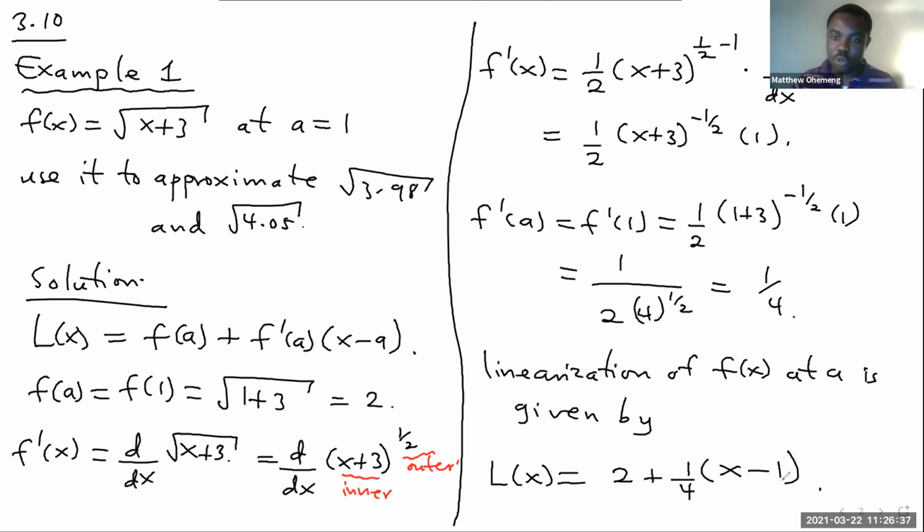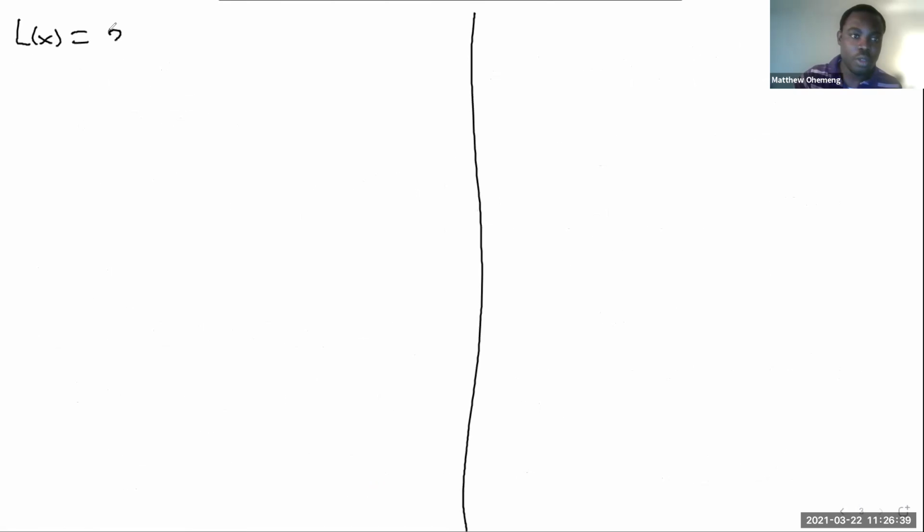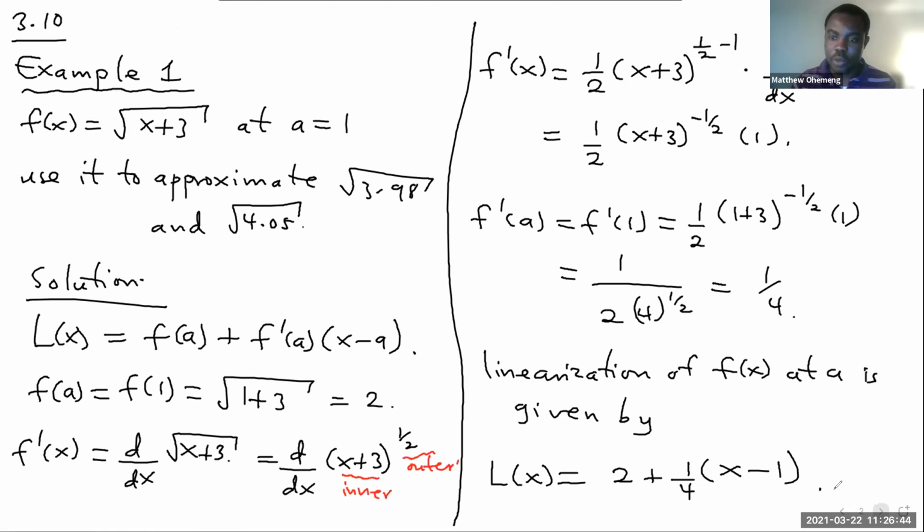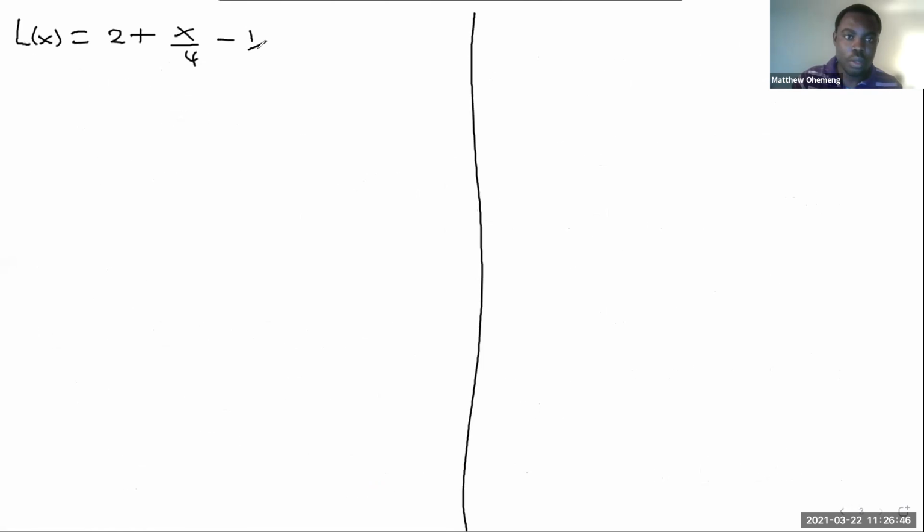Okay, now let me get L of x, the linearization. L of x is equal to 2 plus x over 4, minus 1 over 4. So L of x is equal to 2 minus 1 over 4, which gives us 7 over 4. So that's 7 over 4 plus x over 4.